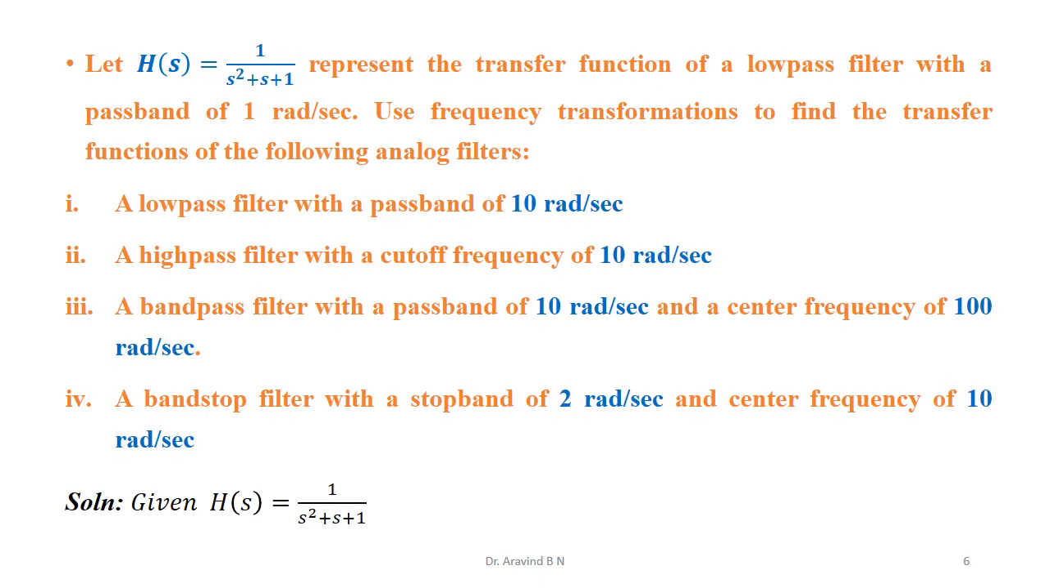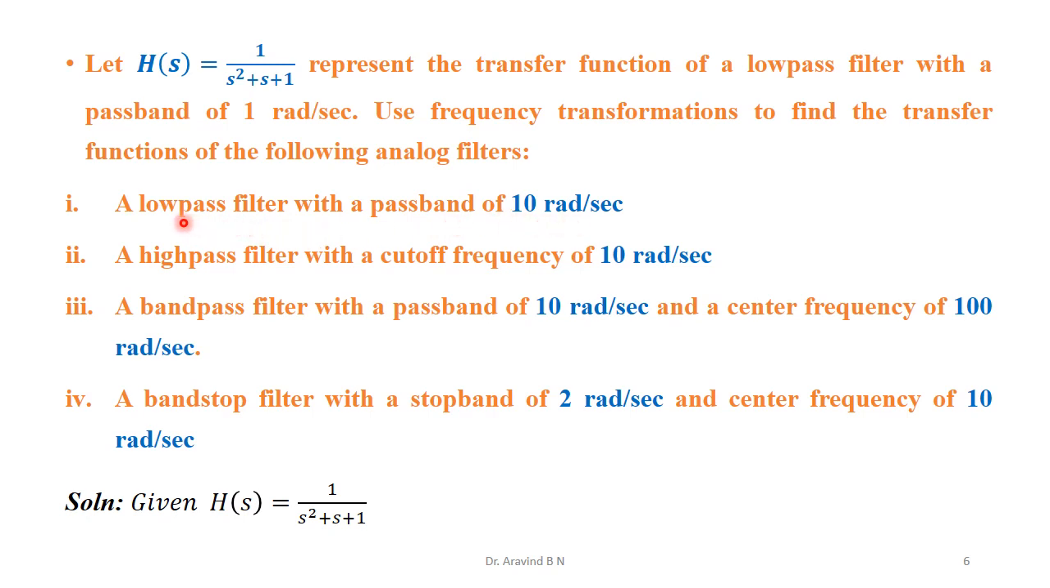Let us go through one more problem. Let H of s be equal to 1 divided by s square plus s plus 1, representing the transfer function of a low pass filter with a pass band of 1 radian per second. So that means this is a prototype specification. Use frequency transformations to find the transfer functions of the following analog filters. First one, low pass filter with the pass band of 10 radians per second.